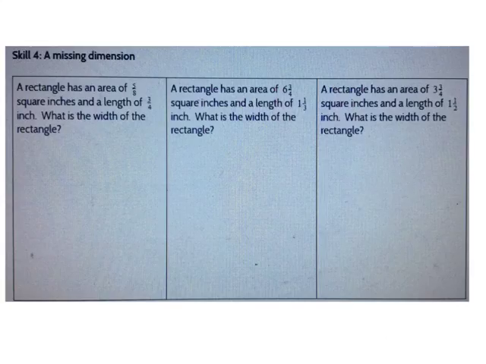We also talked about rectangles with a missing dimension. Remember that area equals length times width or base times height. So if I know the width or the length and I know the area, I can divide to find the missing side. A rectangle has an area of 5/8 square inches and a length of 3/4 inch.